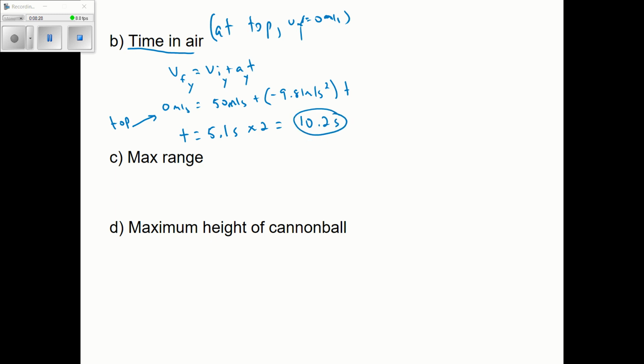So there we go. Now for max range, it's still x information. And if you remember, there's only one formula in the x direction that we use. And that formula doesn't change. V equals d over t, or d equals vt. And since we want x information, we're going to use our x values. If you look back at the last page of your notes, the x velocity is 86.6 meters per second. The time in the air is 10.2 seconds.